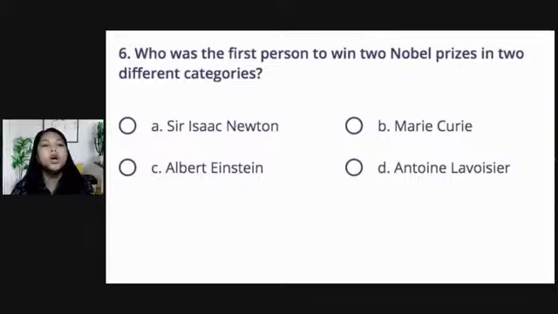Number 6. Who was the first person to win two Nobel Prizes in two different categories? Is it letter A, Sir Isaac Newton, letter B, Marie Curie, letter C, Albert Einstein, or letter D, Antoine Lavoisier?